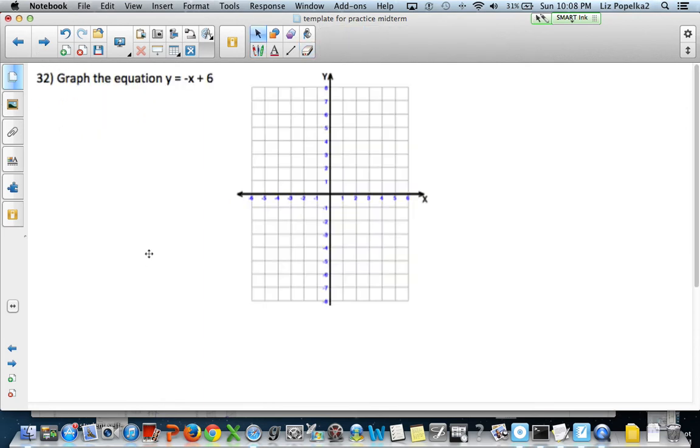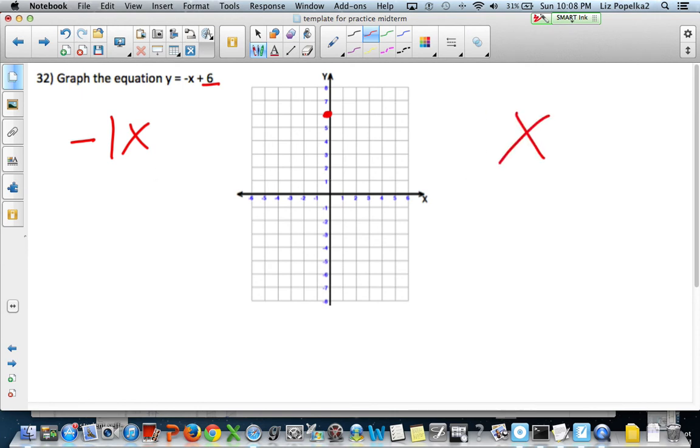And number 32, it says graph the equation y equals -x plus 6. So our y-intercept is a 6, so we know we're going to have 1 point right here at the 6. Now we got to figure out a rate of change in order to get the other points on the graph. Remember that when there's no number in front of the x, that technically means that there's a 1 there. We just don't write the 1 because in math we like things short and sweet as possible. If there were just an x, there would technically be a +1x. But because it's a -x, that means our slope is a -1.